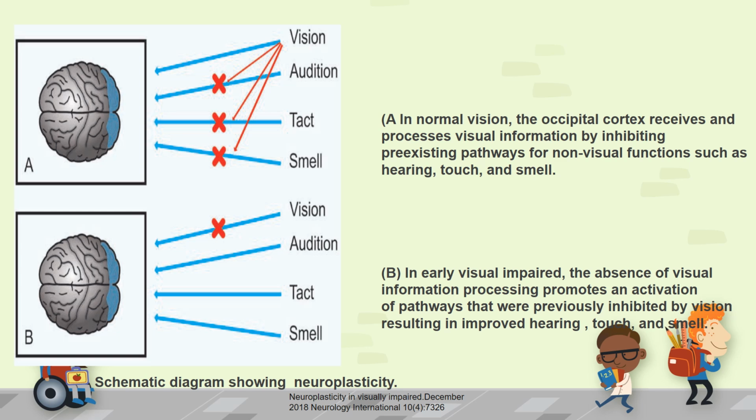In normal vision, the occipital cortex receives and processes visual information by inhibiting pre-existing pathways for non-visual functions such as hearing, touch, and smell senses. In figure B, in early visual impairment, the absence of visual information processing promotes an activation of pathways that were previously inhibited by vision, resulting in improved hearing, touch, and smell senses.